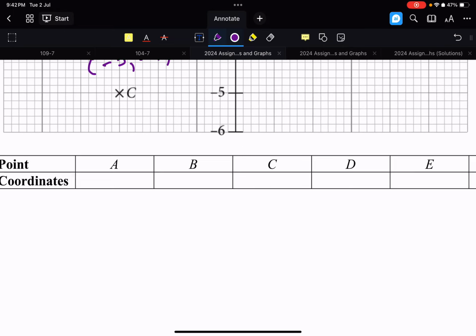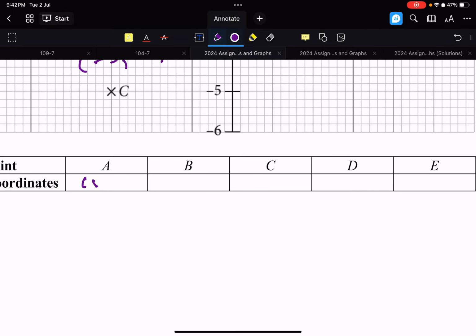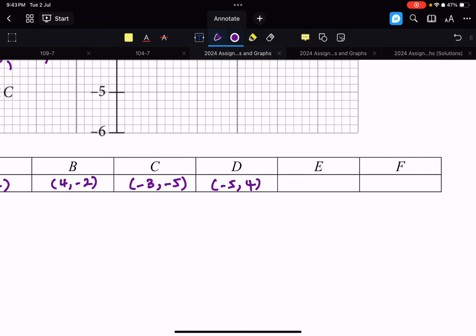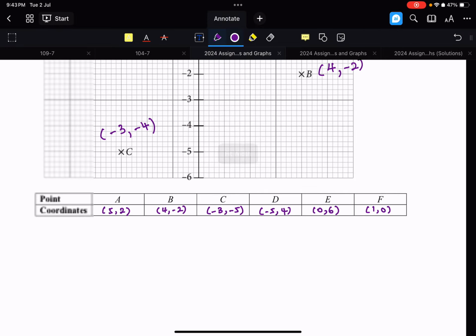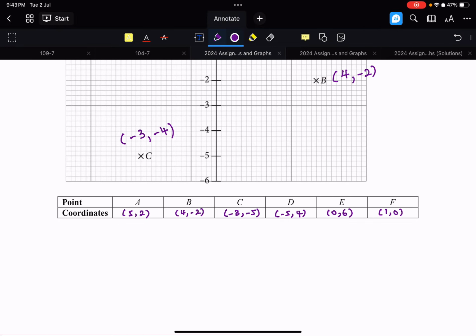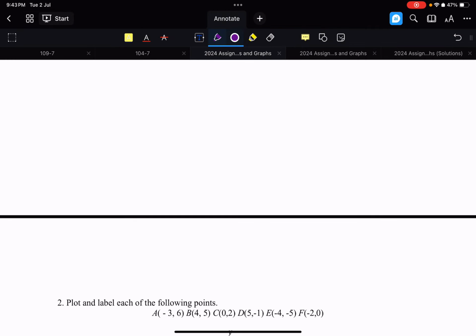Let me zoom in a little more. So let's write down. This is 5, 2. This is 4, negative 2, negative 3, negative 4, negative 5, 4, 0, 6, and 1, 0. Right, so that's for the first question. I hope you've been successful. Let us take a look at the second page.